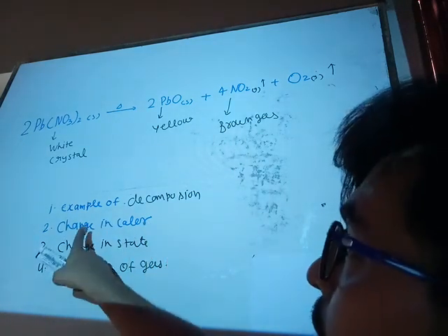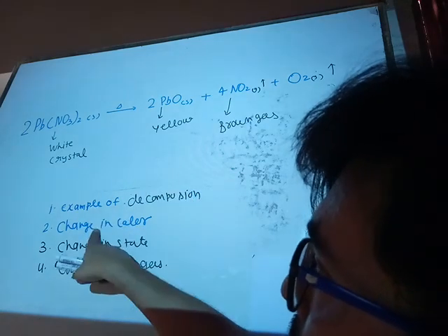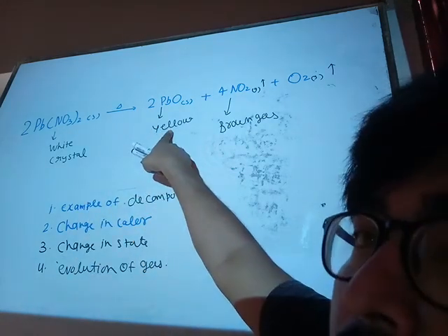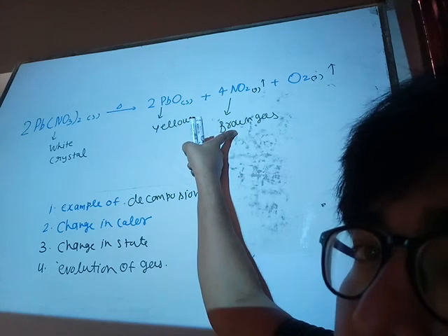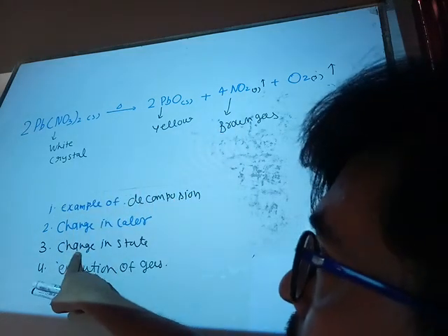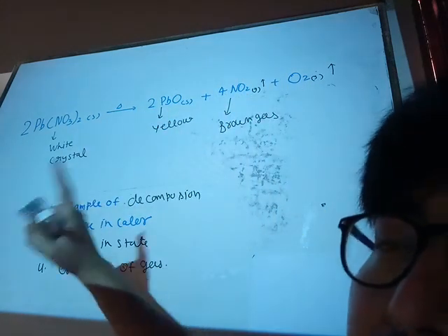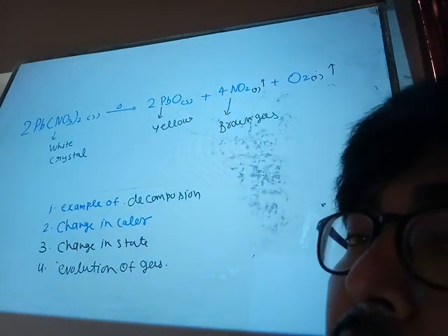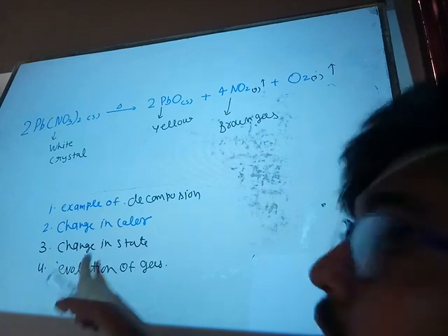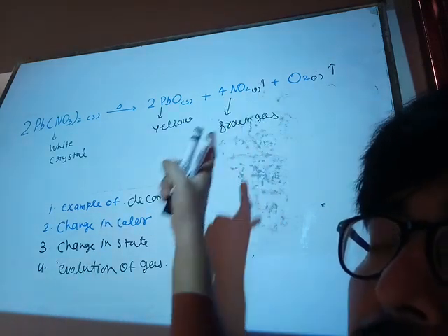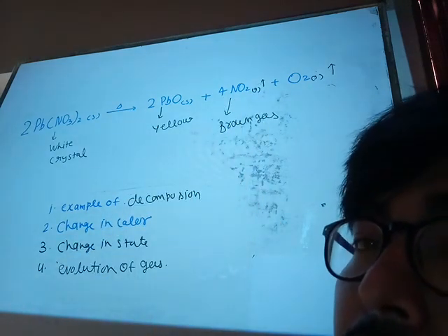Second, this equation also represents change in color. It starts white, here it becomes yellow, and here a brown gas is released. Next, change in state. It starts as a solid, but then there is a gas. So change in state is taking place, and that's why it is a chemical reaction. And evolution of gas: the gas evolves, so this also represents a chemical reaction occurring.